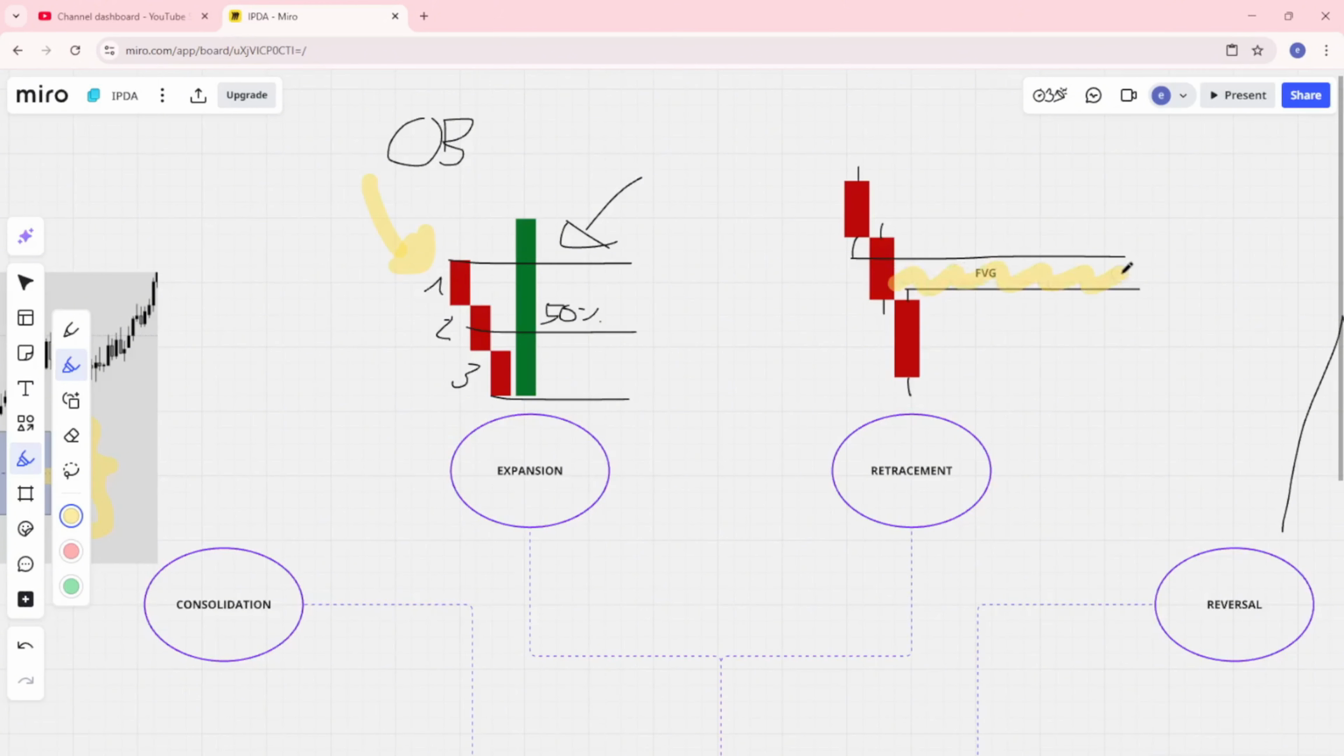A fair value gap is formed by 3 candles, especially with the same bias, and we need to take the high wick of the first candle and the low wick of the third candle. Here is the imbalance of this movement. This is also called internal liquidity.